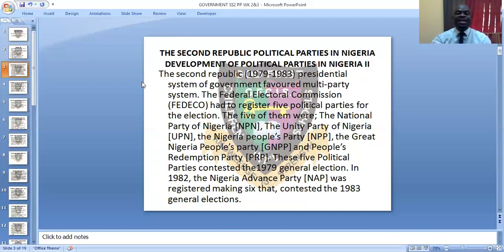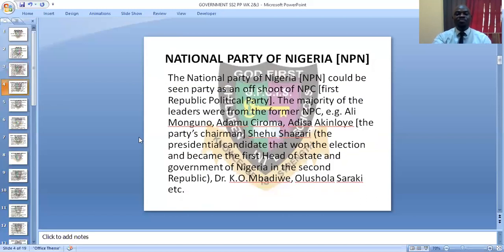And in 1982, the Nigeria Advanced Party, NAP, was registered, which made all the parties in the Second Republic 6, and all the 6 political parties contested in the 1983 general election that was later cancelled. So let's look at these parties one after the other, their formation, their aims and objectives, and what they were able to achieve, that is, their contributions to the nation.